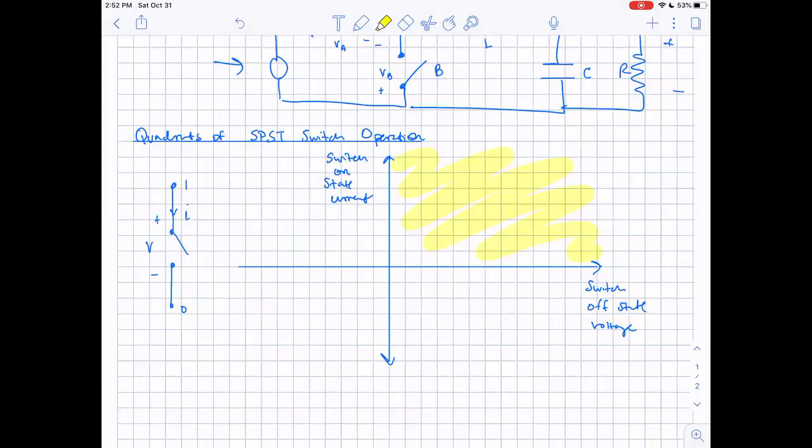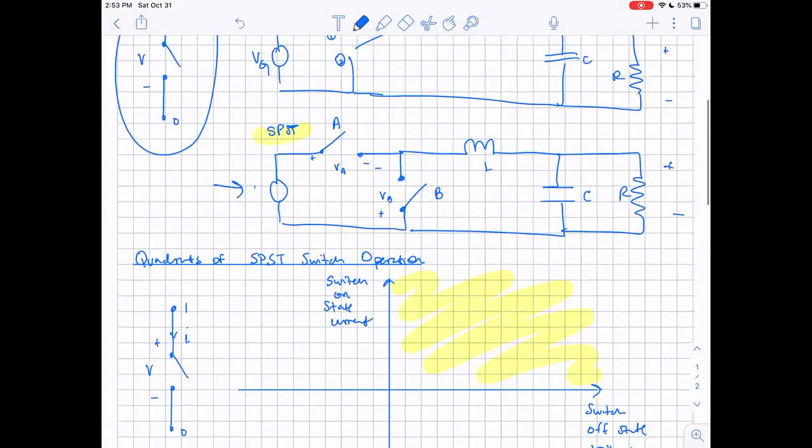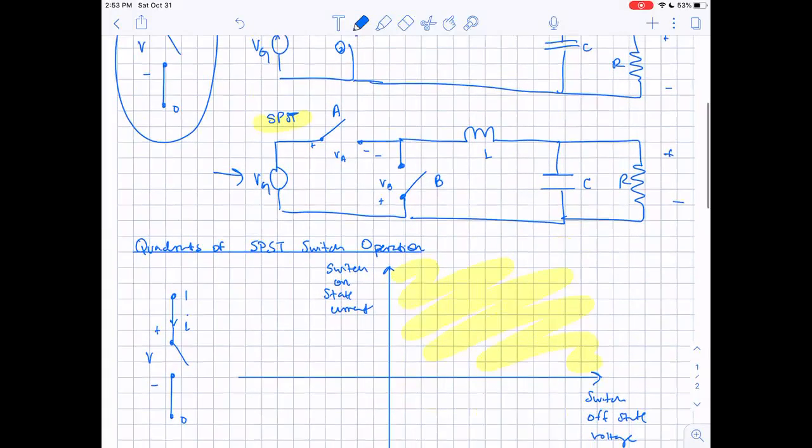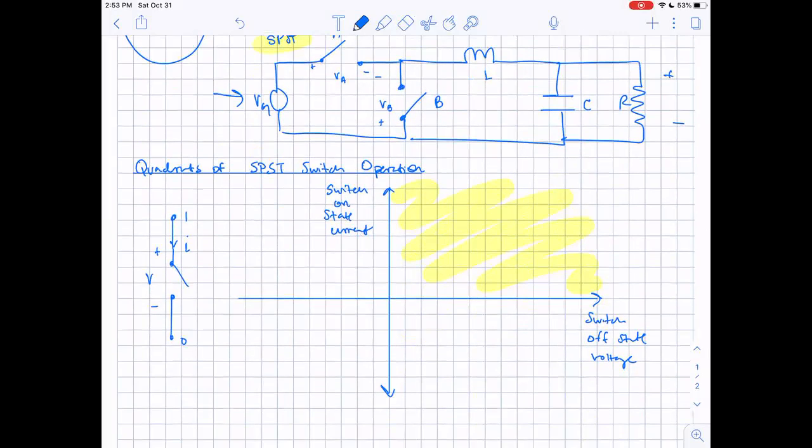So now we're going to be talking about quadrants of SPST switch operation. On the x-axis, we have our off-state voltage, which is imposed on the switch by the converter when the switch is turned off, which is also called blocking voltage. We'll go more into that later. We're going to ask ourselves, how much voltage does the switch have to block when it's turned off? That's either given by the input VG, which I should have defined up here, which is the voltage from the generator, or the capacitor voltage in the converter, or the output voltage. But mostly it's going to be given by the input.